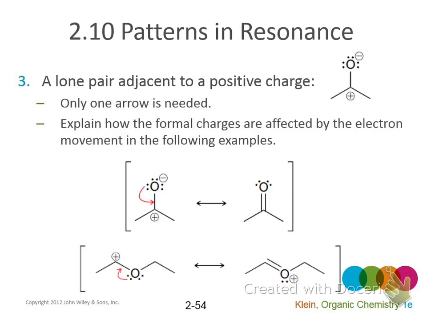And like a bond next to a positive charge, only one electron's involved. Okay. So to go back, if you want to go back from here to here, you would draw something like this. By the way, try to draw two-headed arrows all the time. Two-headed arrows mean something different than a one-headed arrow.